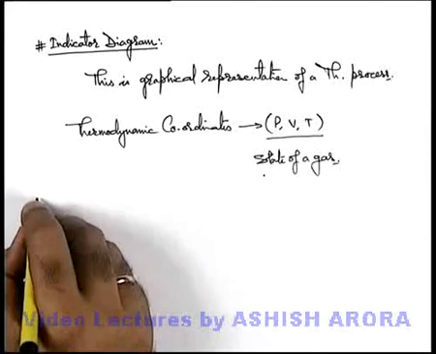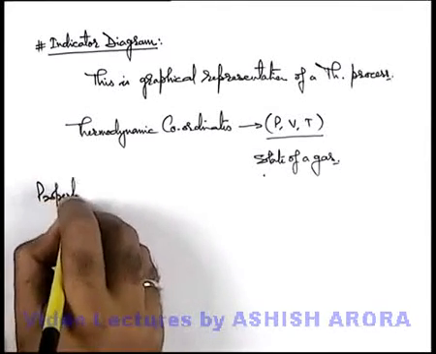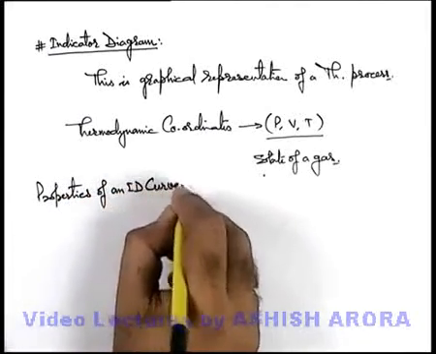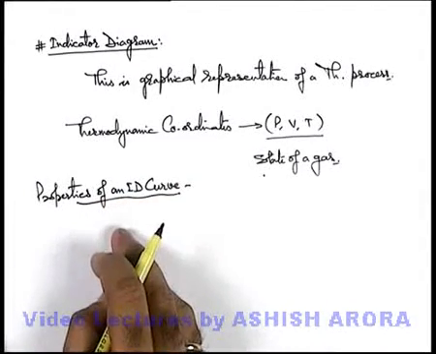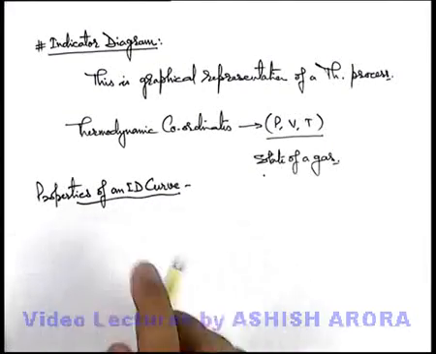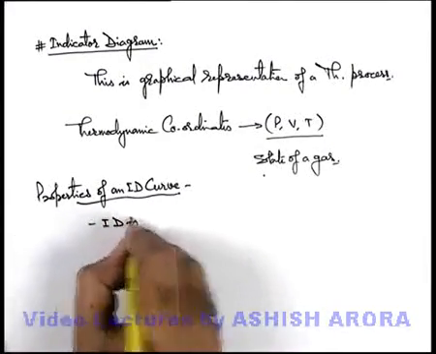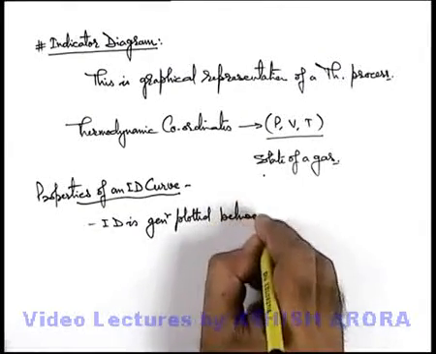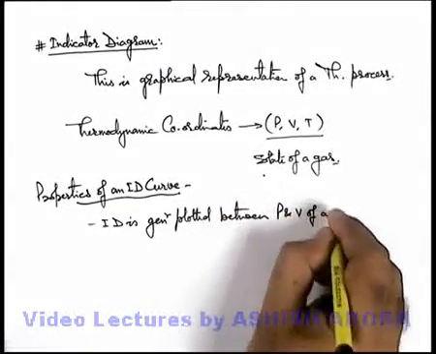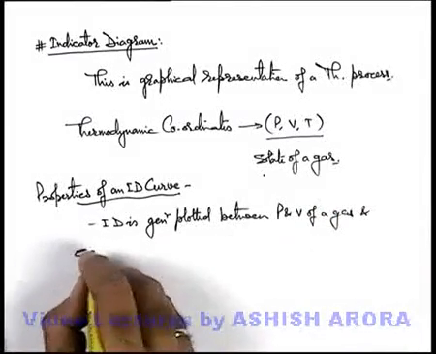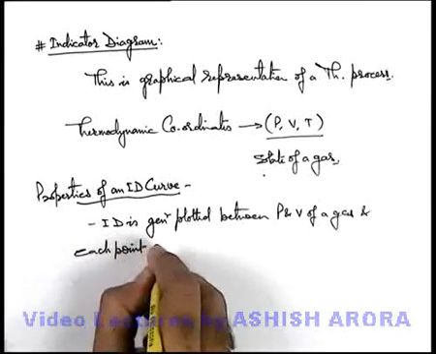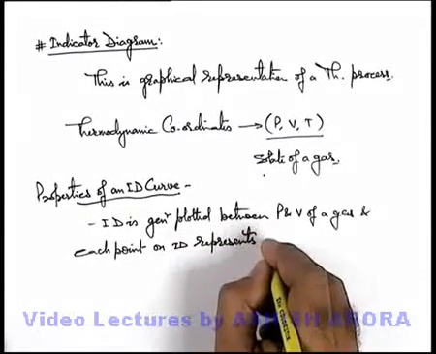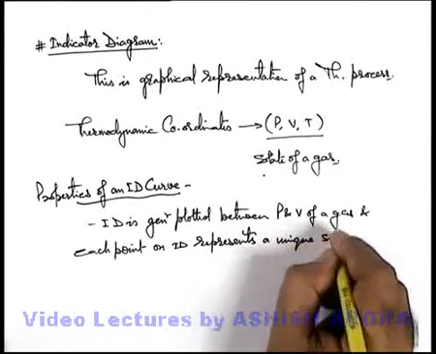So we can simply write properties of an indicator diagram curve. There are a lot of things we are going to study about indicator diagram. The very first thing about ID we can state is that ID is generally plotted between pressure and volume of a gas, and each point on ID represents a unique state of gas.